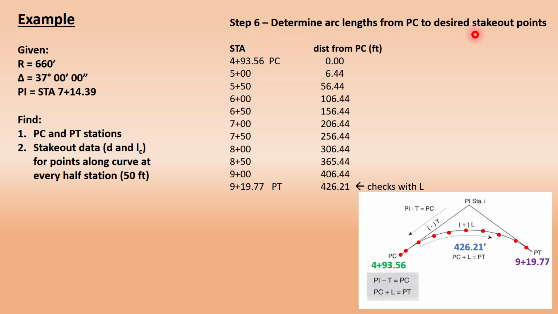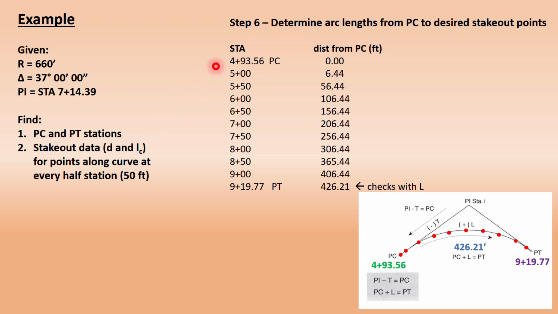Okay, step 6 is determine the arc lengths from the PC out to your desired stakeout points. So now we're on to, I guess, part 2 of our problem. We're starting to calculate the stakeout data. And you want to set up a little table, and I'm going to show you an Excel spreadsheet here in a second that makes this a little easier.